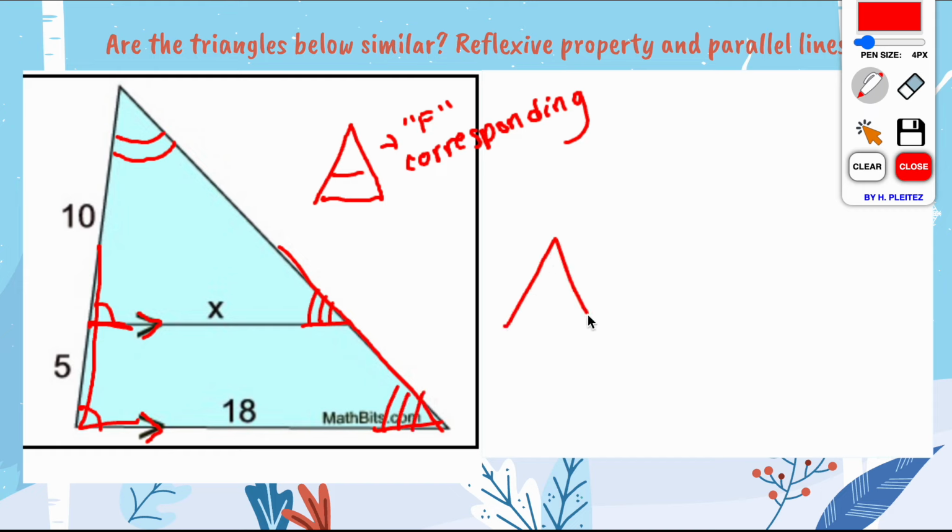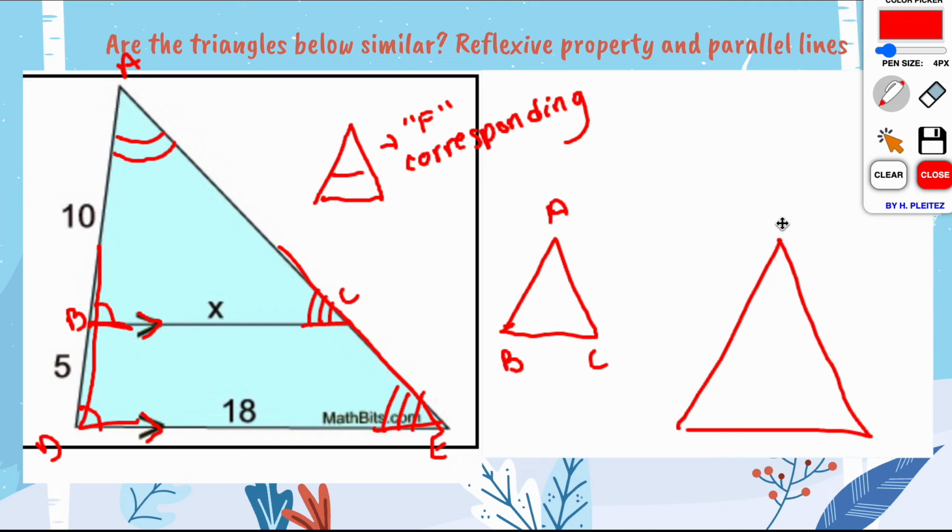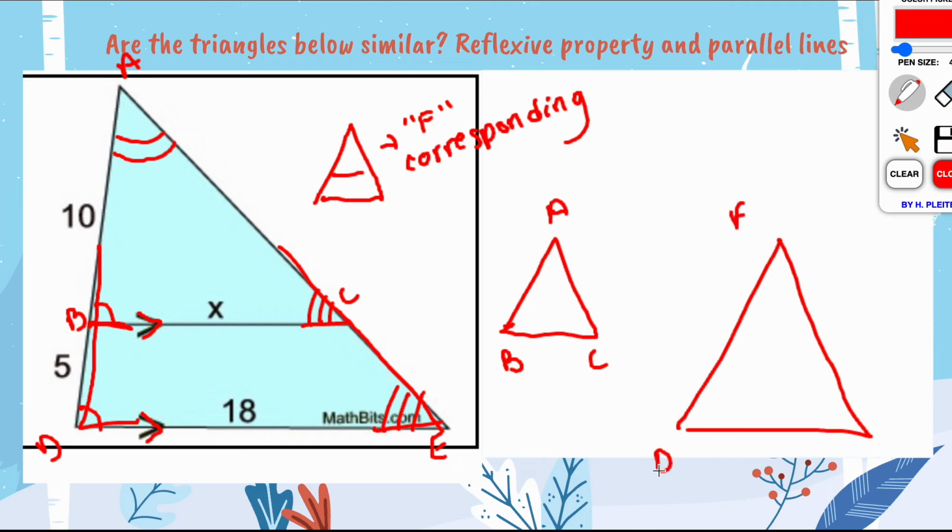So if we were to draw our triangles separately here, I know we don't have letters, but let's just call this A, B, C, D, E. So this will be triangle ABC. This will be the smaller one. This will be the larger one. So we have A, D, E. Carrying over our labels, right? We have that angle B was congruent to D and angle C was congruent to E. And then we can carry over our numbers as well. So AB is 10. AD is this whole thing, which is 15. BC was X, and then DE was 18.